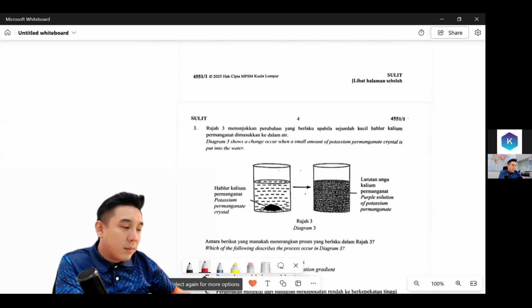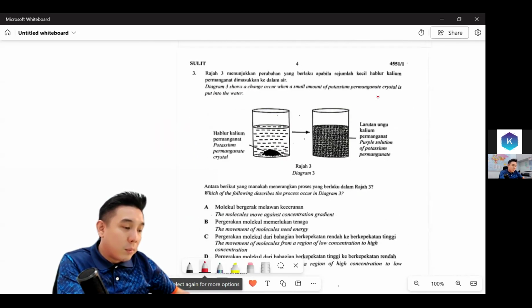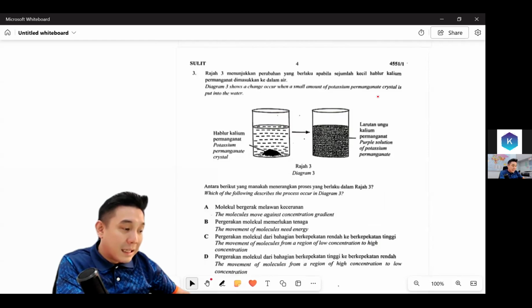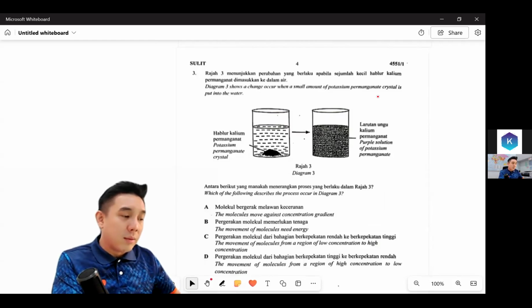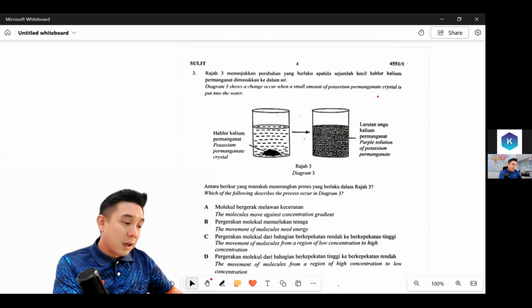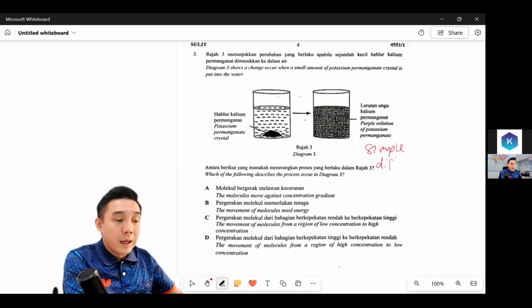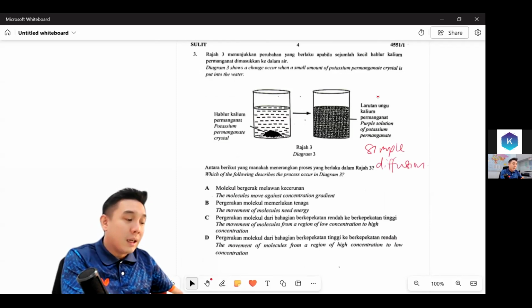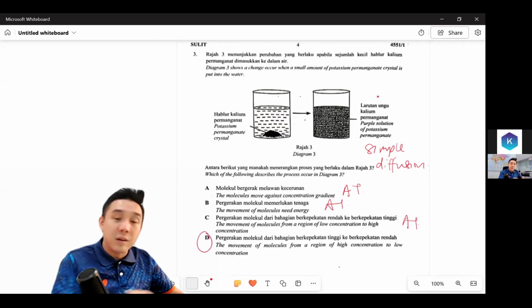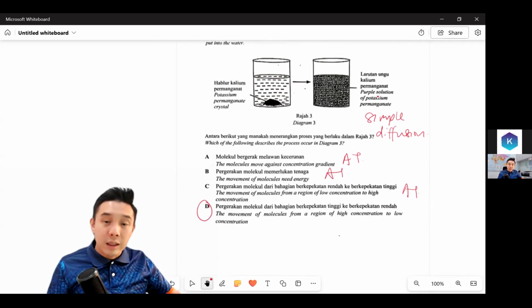Number three, you can see this potassium permanganate. Which of the following describe the process that occur? Guys, this is obviously simple diffusion. Simple diffusion means move following the concentration gradient. It is not against, this is active transport. Answer is D. Number three is D.